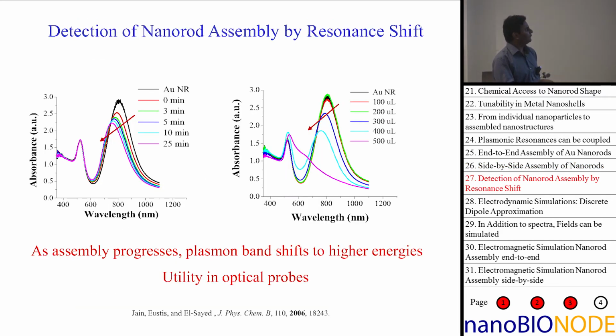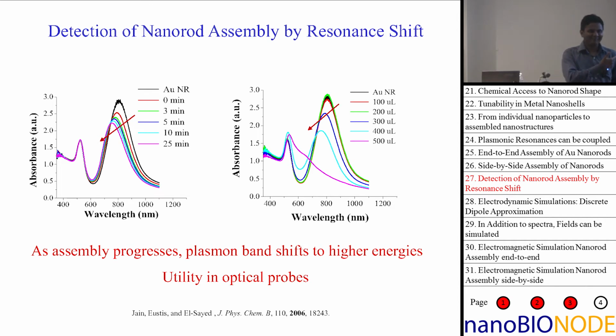And when you assemble them side by side, the opposite thing happens. The long axis resonance blue shifts. That's the initial particle. As they assemble over time, which you see from the TEM image right here, the long axis resonance blue shifts. So it's not becoming easier to excite the plasmon resonance, it's becoming harder. And that was very intriguing. And we better know this.